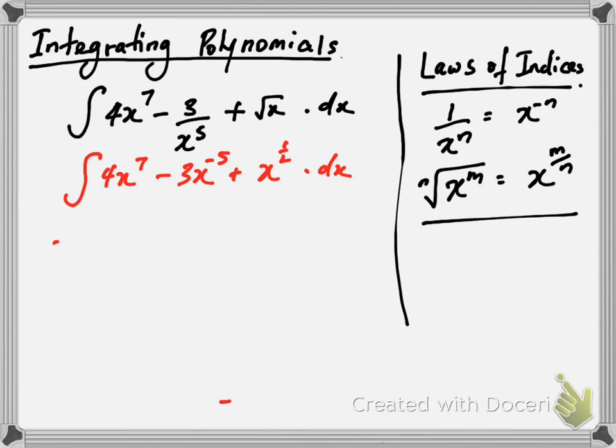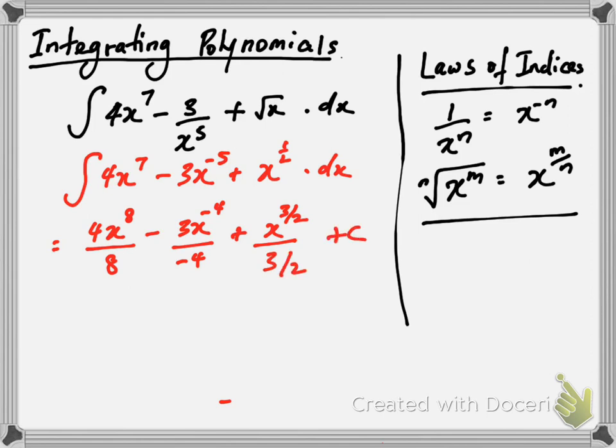Now integrate. 4x to the power, increase it by 1, 8, divided by 8, minus 3x to the power minus 5 plus 1 is minus 4, over new power minus 4, plus x to the power half plus 1 is 3 over 2, so over 3 over 2, and the 2 goes up, we can put over 3 plus c. C is the constant of integration, and we leave the c.